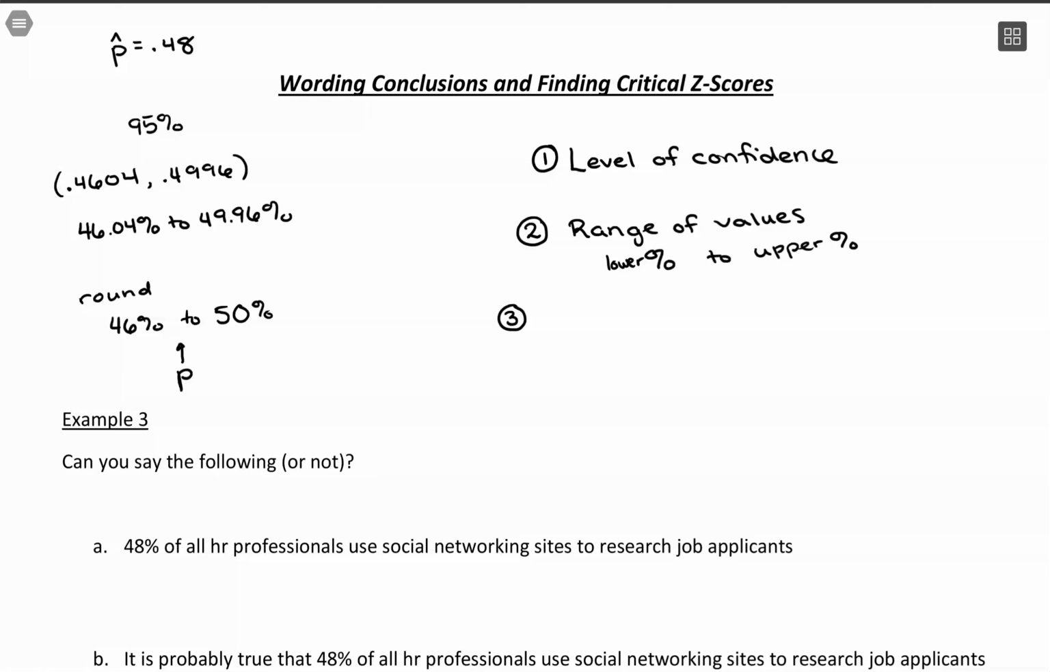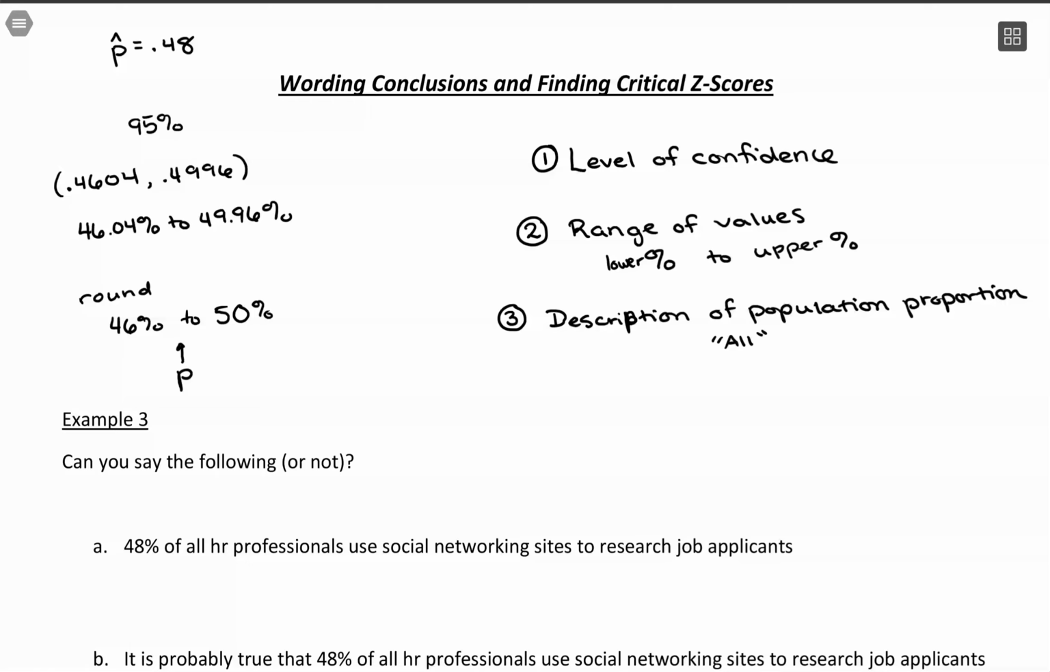So the proportion that we want to describe here is a description of what p would represent. Our original sample, that 0.48, came from 2,500 HR professionals. Then in terms of our description, we'd want to talk about all HR professionals, which is a common phrase that relates to the population. You want to look at everyone.